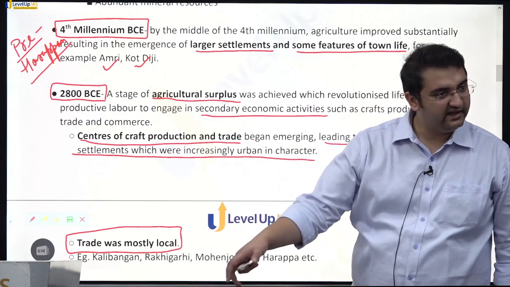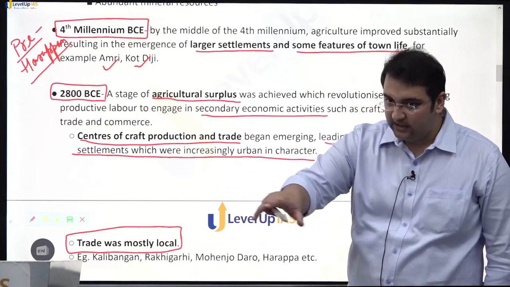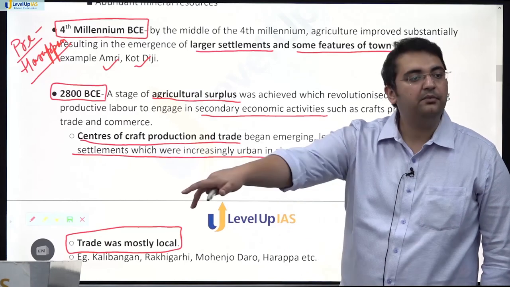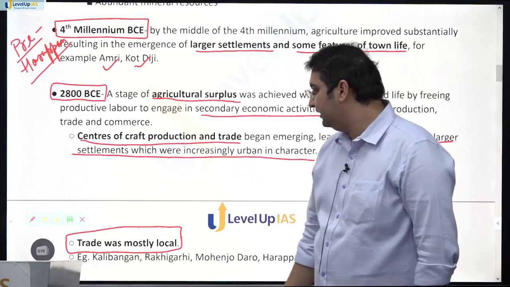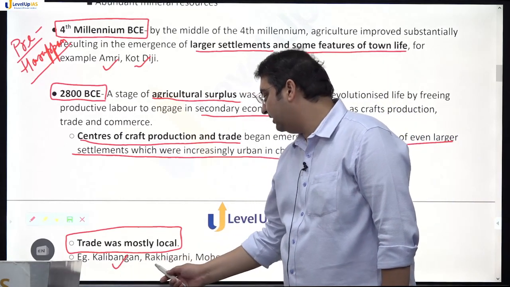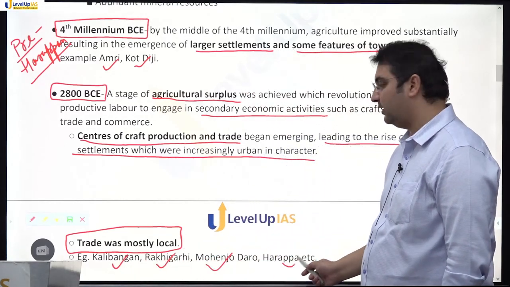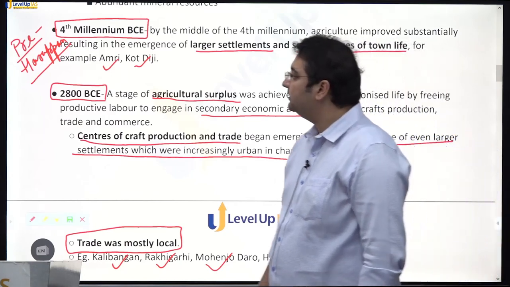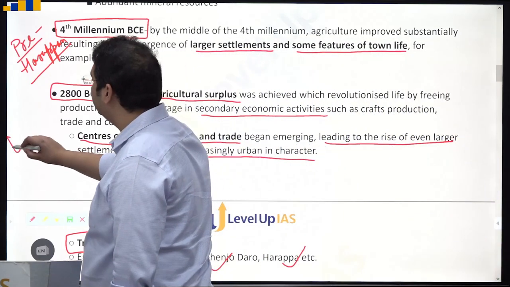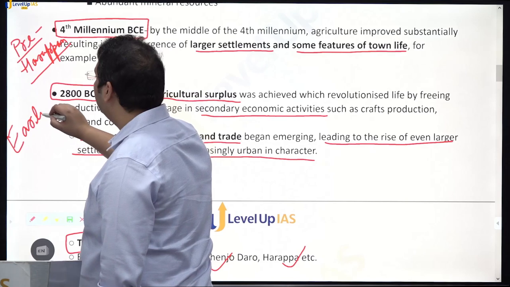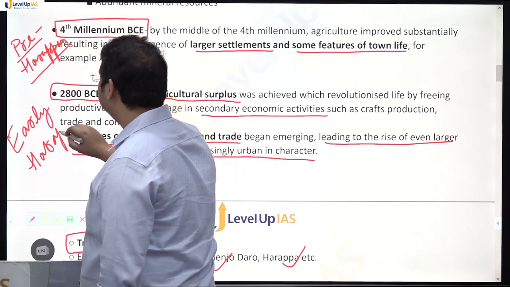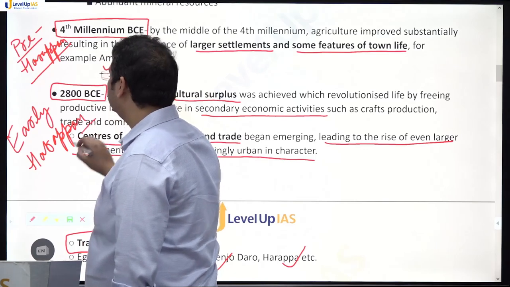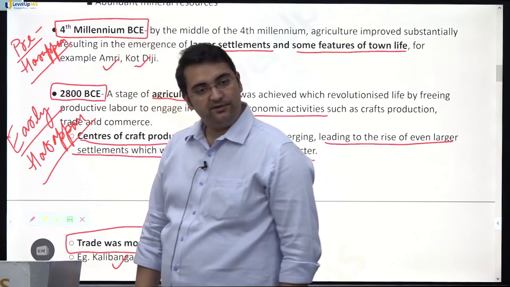That means these centers used to trade with their immediate peripheries or maybe with a surrounding or nearby town, right? Examples of such towns, Kalibangan, Rakhigadi, Mohanjodaro, Harappa, etc. This phase is known as the early Harappan phase of life. Samajh mein aaya hai?